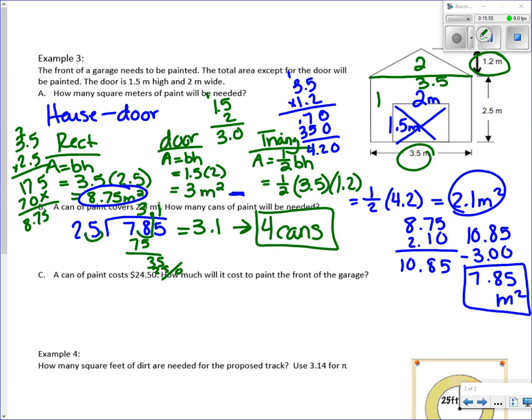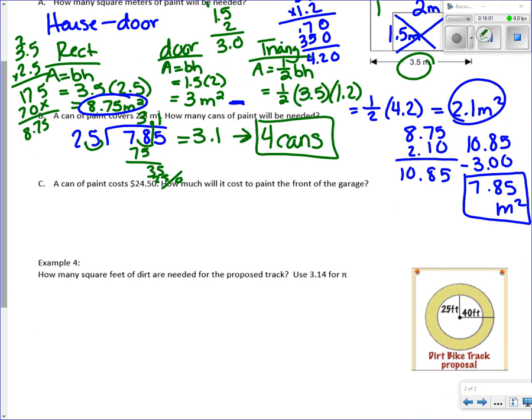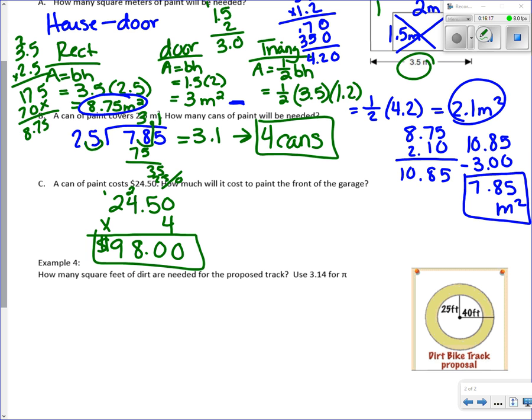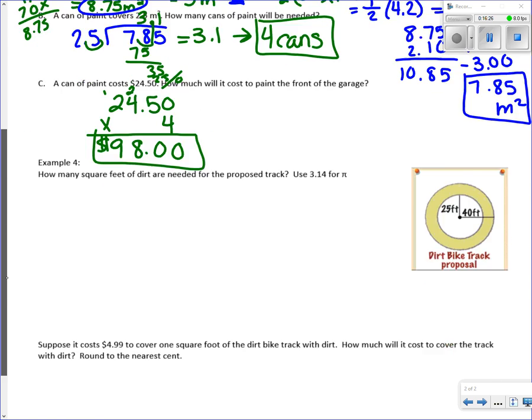And it says a can of paint costs $24.50. How much will it cost to paint the front of the garage? Well, very easy. Take your cost of $24.50 and multiply it by how many cans you're going to have, which is 4. Okay, so 2 decimal places. So you're going to spend a total of $98 for everything to paint the front of that garage. Okay, so we're going to go on to number 4.